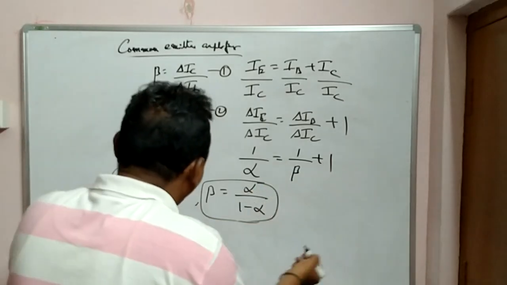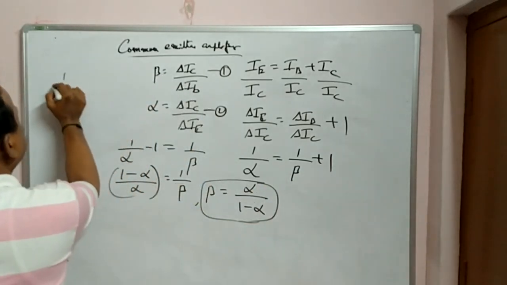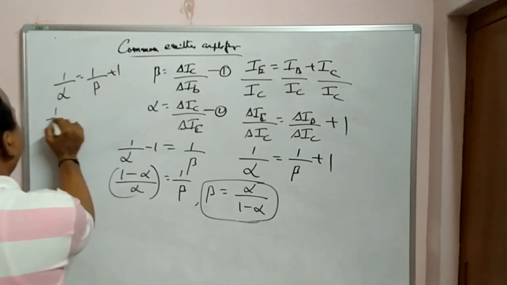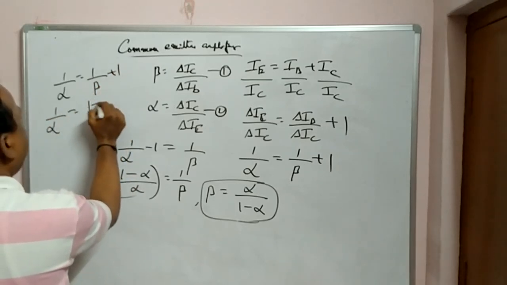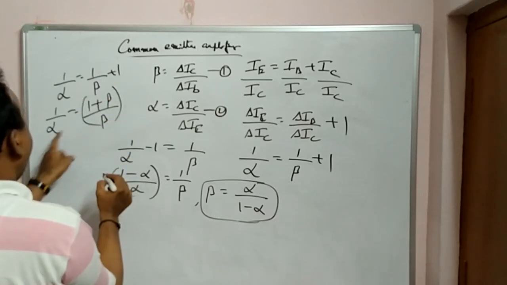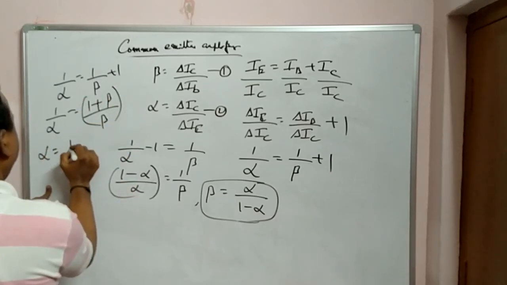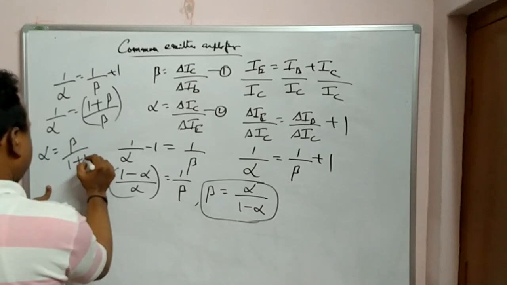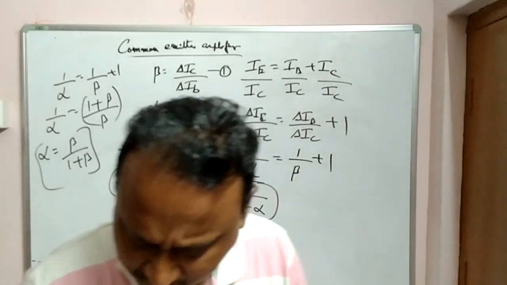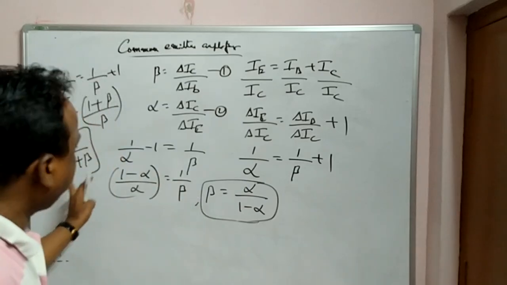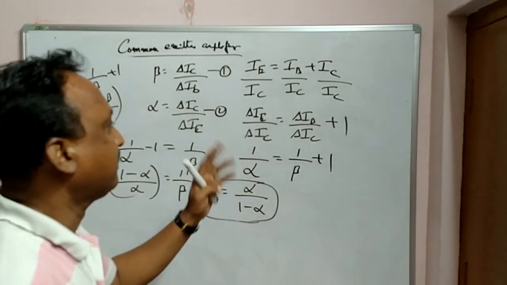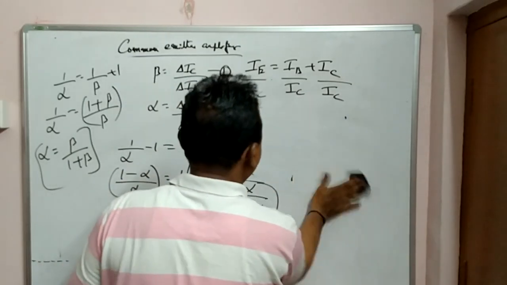And then if they ask you the alpha value, 1 by alpha is equal to 1 by beta plus 1, or 1 by alpha is equal to 1 plus beta by beta, or alpha is equal to beta by 1 plus beta. Clear? So these formulas are very, very important in terms of alpha and beta. Please copy it. Okay, right. Now let us go to the next one.